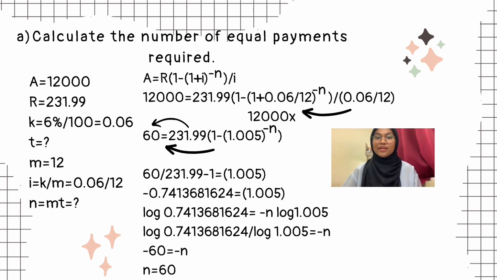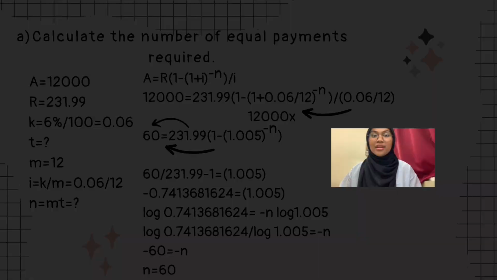So you need to take it to the left, then you will get 60 equals 231.99 bracket 1 minus 1.005 negative power n. After that, you need to take the 231.99 to the left and also the 1 in the bracket. Because you cannot multiply with the negative power n, it will become 60 over 231.99 minus 1 equals 1.005 negative power n. When you calculate, you will get negative 0.7413681624 equals 1.005 negative power n.